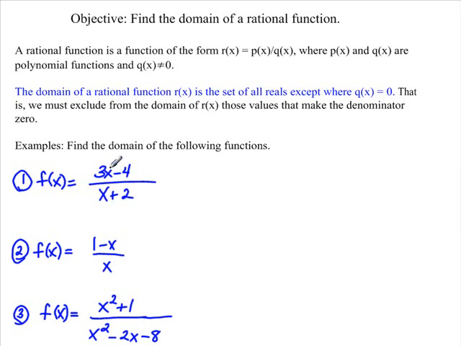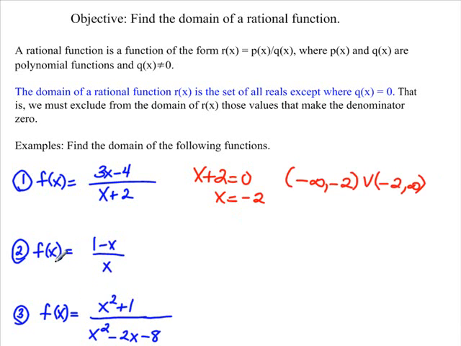So for this first function, 3x minus 4 divided by x plus 2, we have to find the zeros of the denominator. Well, we know that x plus 2 is equal to 0 when x is equal to negative 2. So the domain is all reals except that value negative 2. So we would write that as negative infinity to negative 2 union negative 2 to infinity.